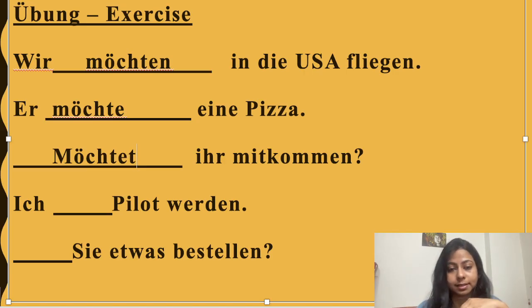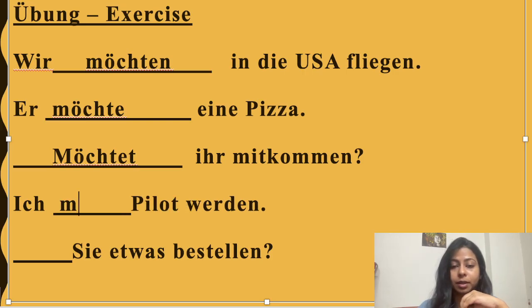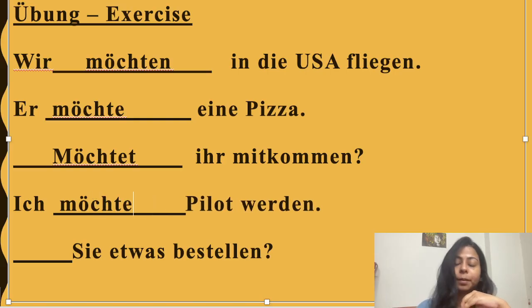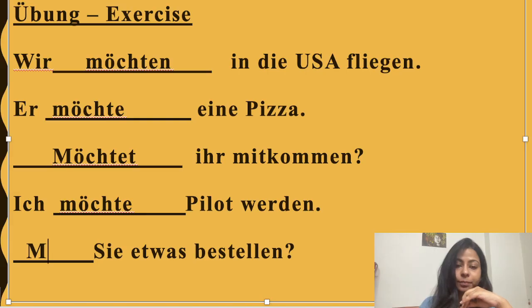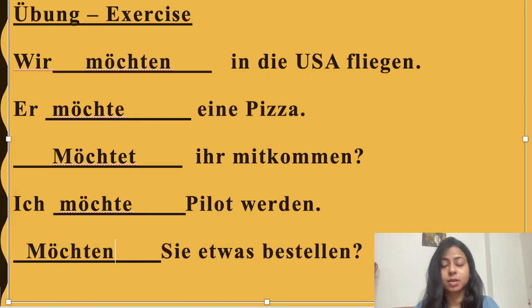Now the fourth sentence is: Ich blank Pilot werden. What would be the correct answer? The correct answer would be: Ich möchte Pilot werden. Now the last sentence is a Ja-Nein Frage. The last sentence is: blank Sie etwas bestellen. What would be the correct answer here? The correct answer is möchten. Möchten Sie etwas bestellen?